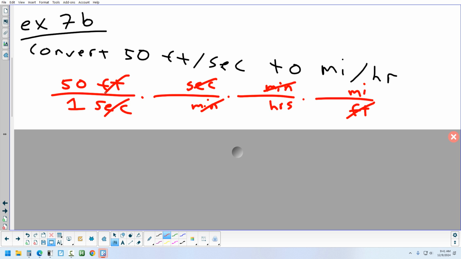Connection between seconds and minutes, 60 over 1. Connection between minutes and hours, 60 over 1. 60 minutes in an hour. And connection between miles and feet, 5,280. Where does that one mile go? 5,280 feet. 5,280 in the bottom, 1 in the top. So this time you can see we did not end up with all ones in the bottom.